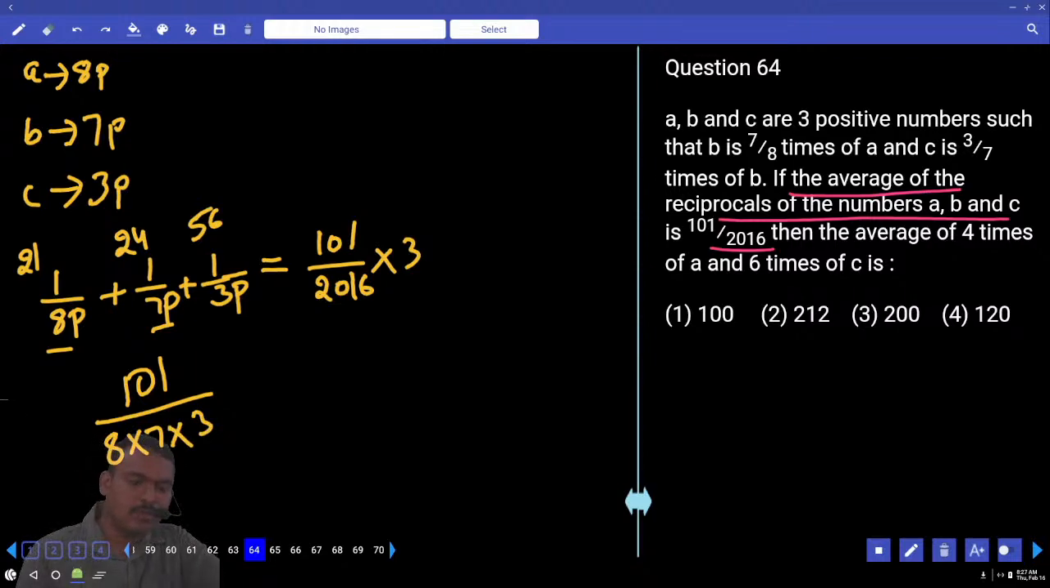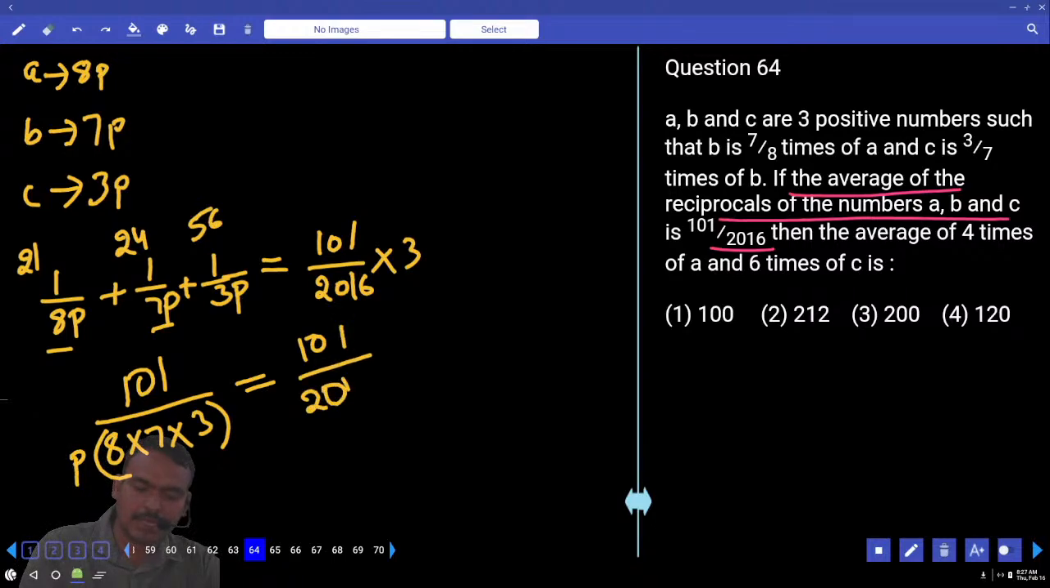Okay, in the numerator, how many parts are we getting? 101. Denominator 101, 8 into 7 into 3, or not? Actually 8 into 7 into 3, we get the product value into parts, or not? Yes or no? 101 by how much value? 2016 into 3. Both sides 101 cancel, or not? Next, 7 times 3 is how much? 21.